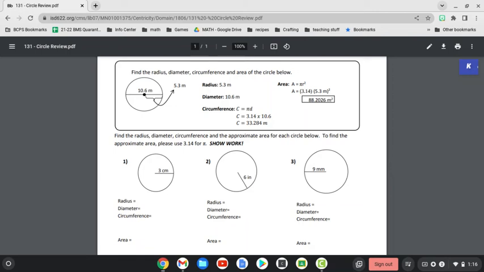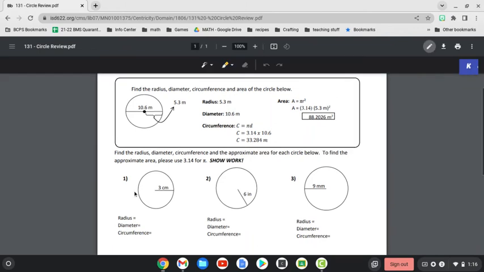This is a quick video to review circumference and area on circles. This video is not mandatory, it's just there if you need it as a reference while you're working through your work on circles. So we've got a couple formulas that we need to know.